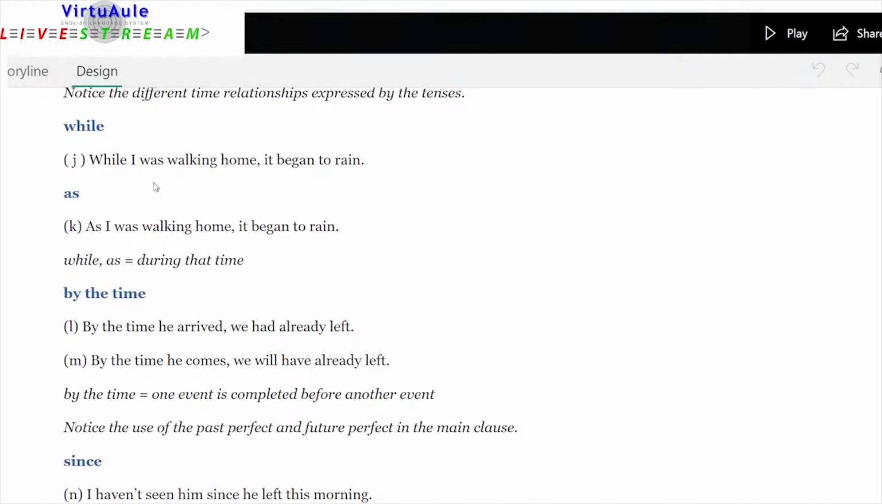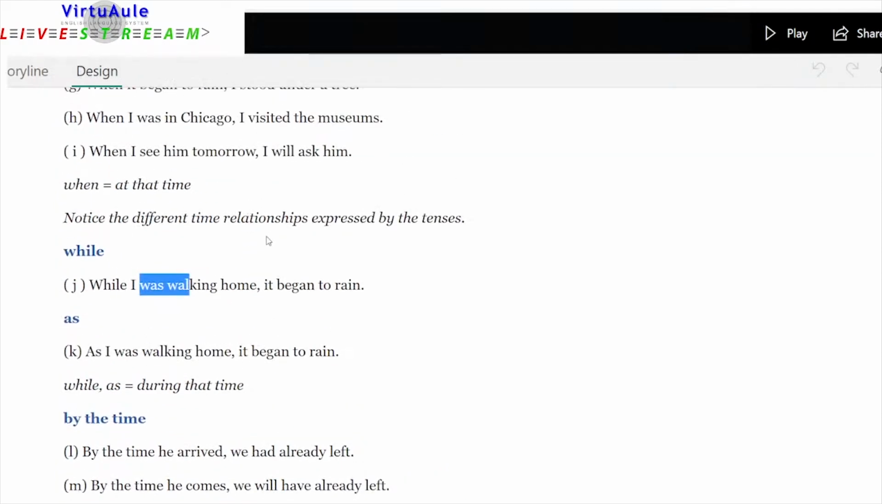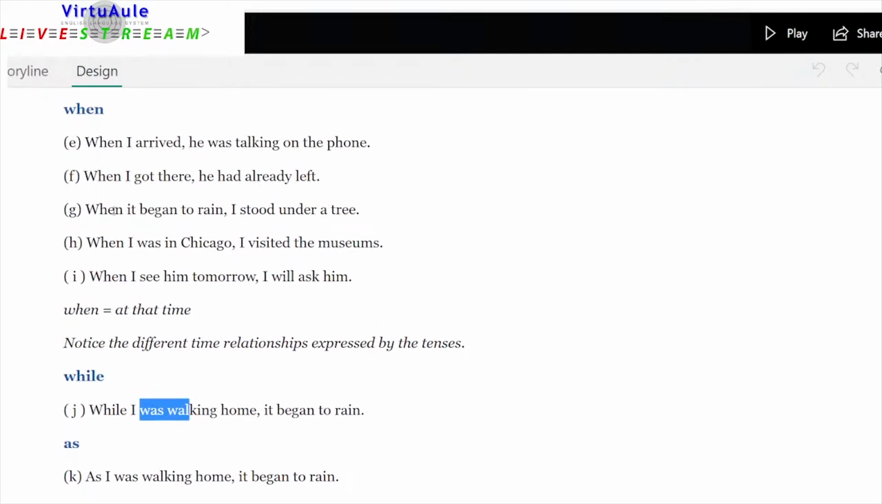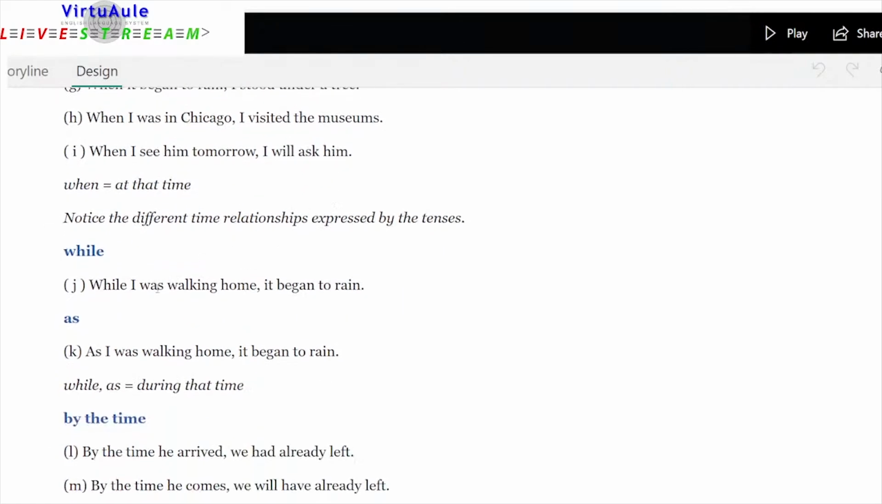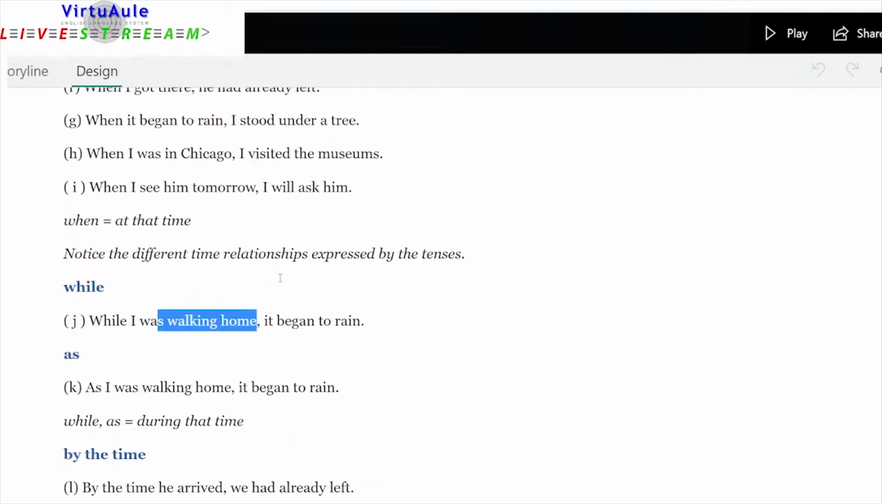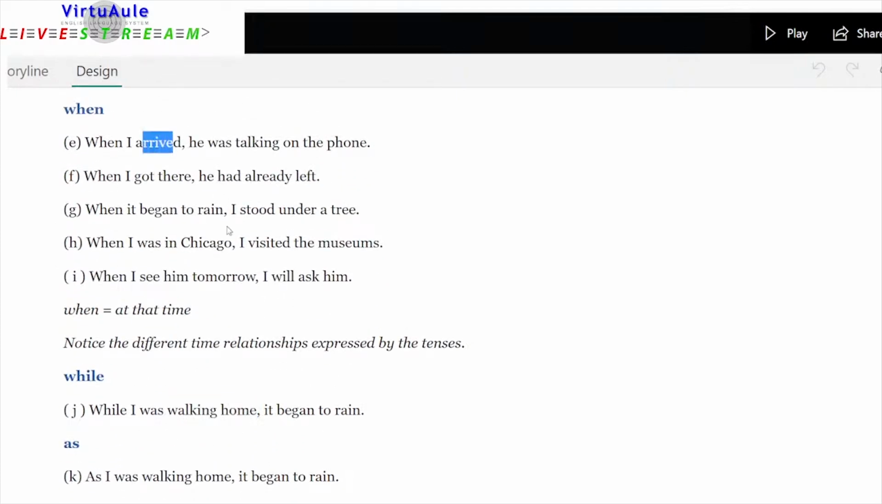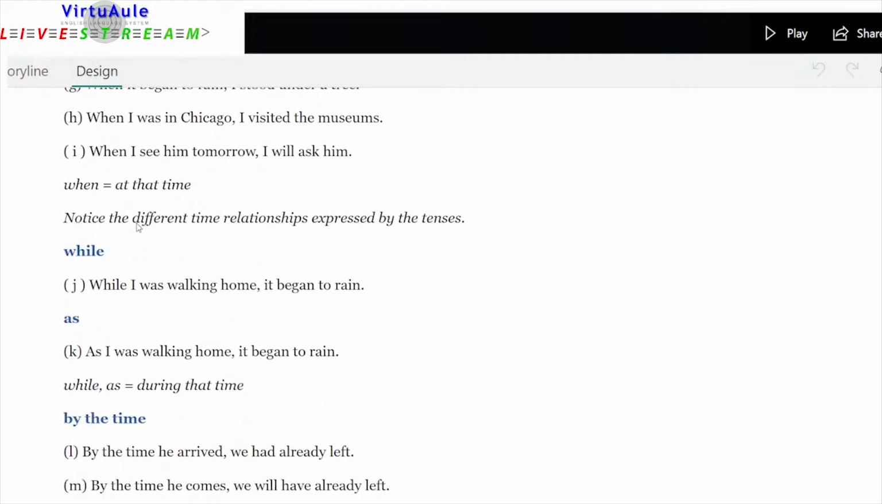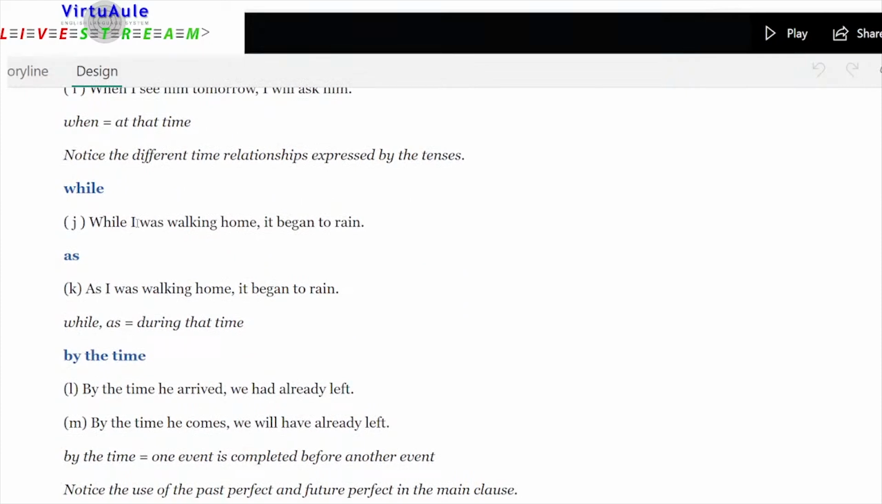We have while. While I was walking home, it began to rain. This is a partner of G. When it began to rain, no, I was walking. Well, here. When I arrived, he was talking on the phone. While I was walking home, it began to rain. You see that the while is with the progressive and the when is with the simple past. We don't say when he was talking on the phone, I arrived, although it's not a grave mistake.